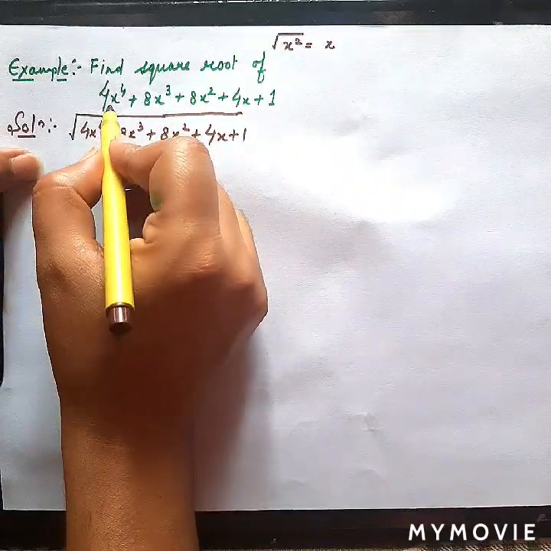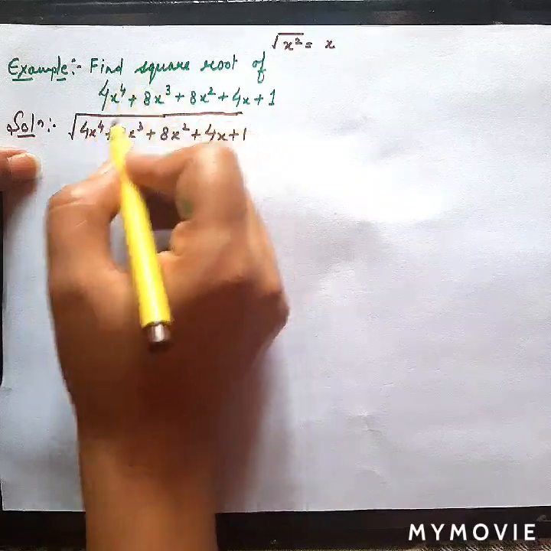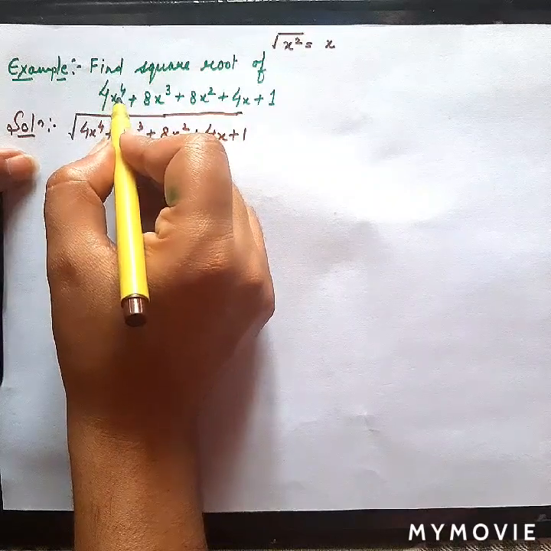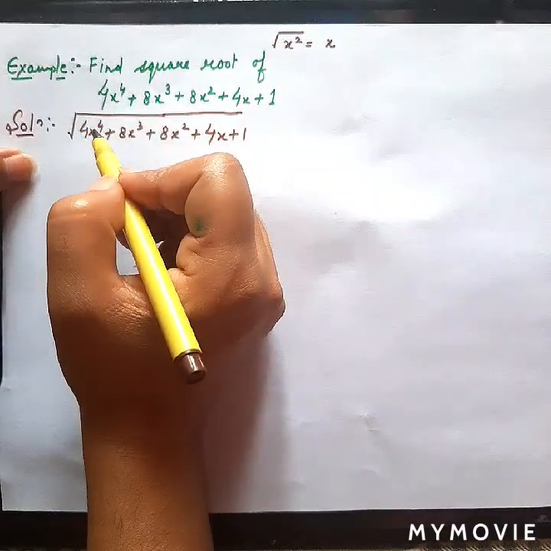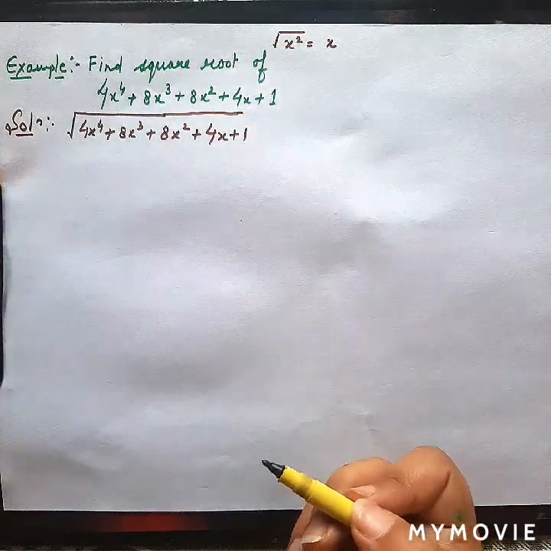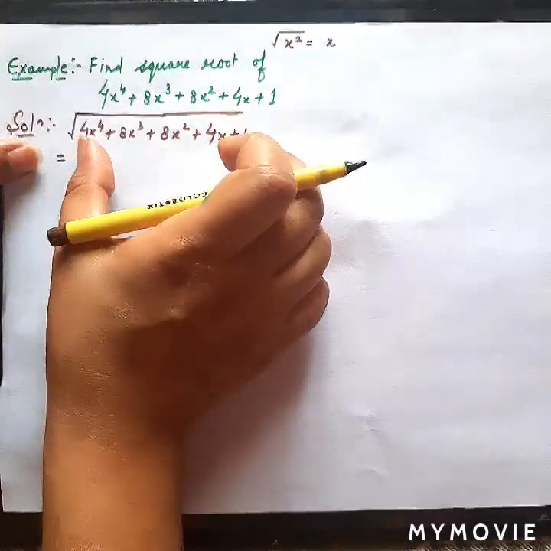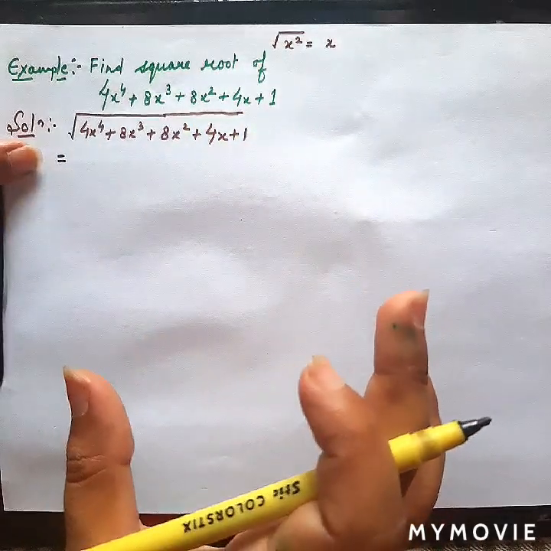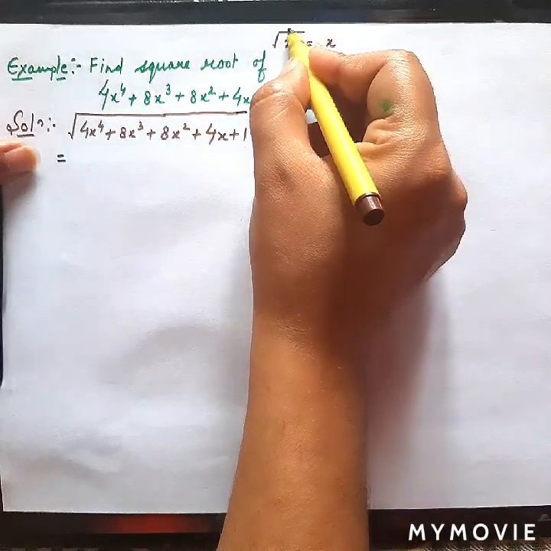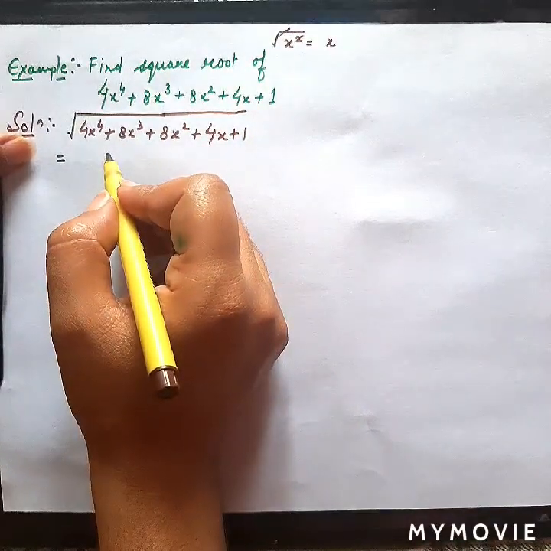So here the largest power of this polynomial is 4. So in the square root we must have the maximum power of x as 2, and we will proceed further, right? Our first method is that we need to make this polynomial in the form of a square of something, so that we can cancel out the square and that will be our answer.